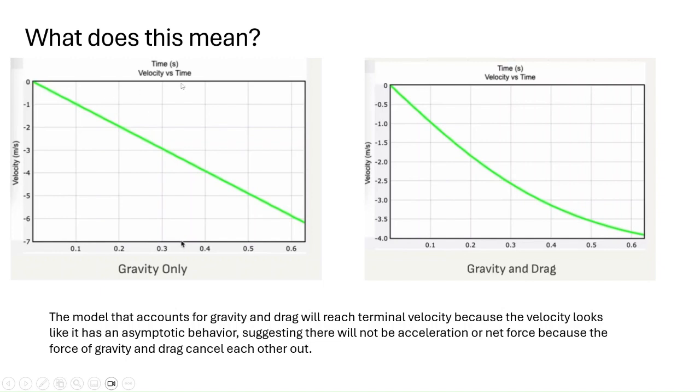So for the what-does-this-mean question, the model that accounts for gravity and drag will reach terminal velocity, because the velocity looks like it has an asymptotic behavior, which suggests that there will not be acceleration or net force, because the forces of gravity and drag will eventually cancel each other out, which is why it reaches here.